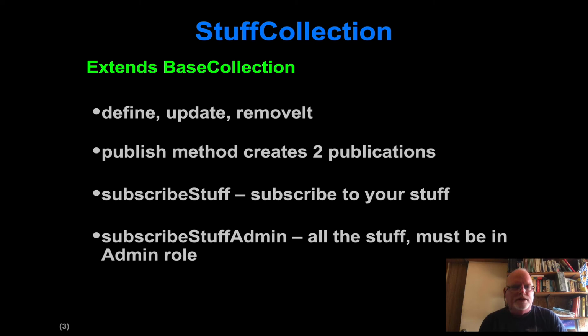In the case of the stuff collection, the publish method actually creates two publications, one for logged in regular users and the other for administrators. They get to see all the stuff. So there's a subscribe stuff method that subscribes only to your stuff. It checks the logged in user's ID against the owner of the stuff and only returns those filtered items. Or the subscribe stuff admin, which checks to see, are you in an admin role? And if you are in an admin role, I'll give you all the stuff in the stuff collection.